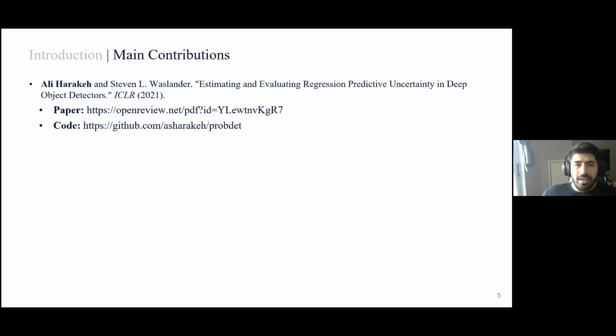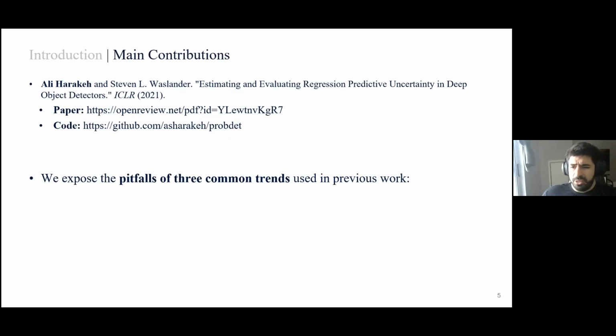The work I will be presenting today has been published in ICLR 2021. Here's a link to the paper, and here's a link to the code. All the models and data sets and everything I'm going to be talking about has been open sourced, and the code is available at this link.